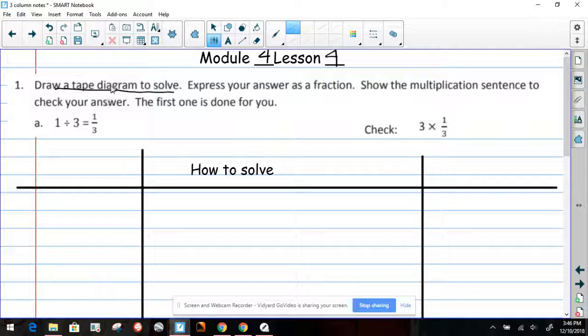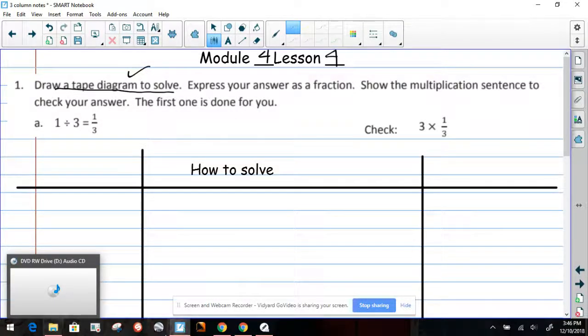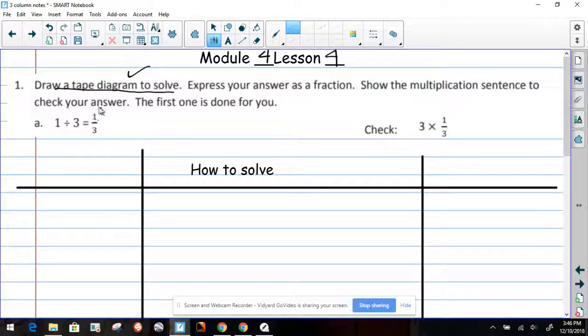So we got a tape diagram. We got to do that first. Okay, and notice that they give us the answer. It's 1/3. All we got to do is prove it. And they also set up the multiplication for us to check it. So let's write the problem. And here is the answer.